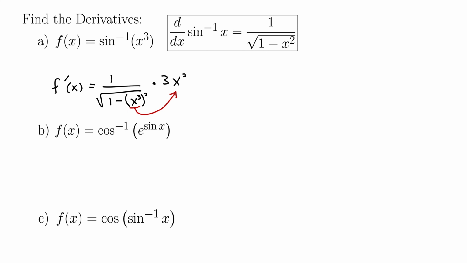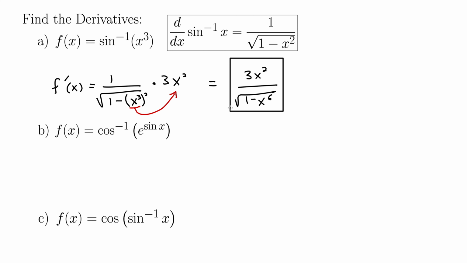Once you learn the chain rule, pretty much all the exercises moving forward in some way involve the chain rule, at least the derivative exercises, that is. So, good thing we know it. So let's clean this up just a little bit. 3x squared over the square root of 1 minus x to the 6th.